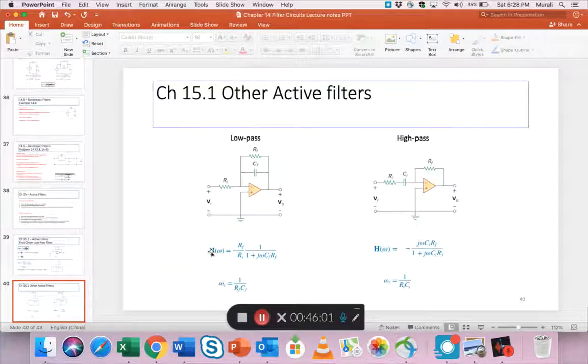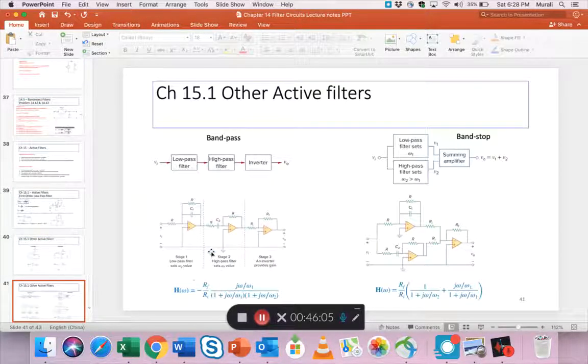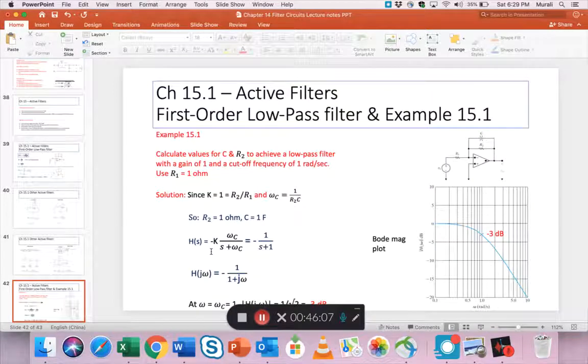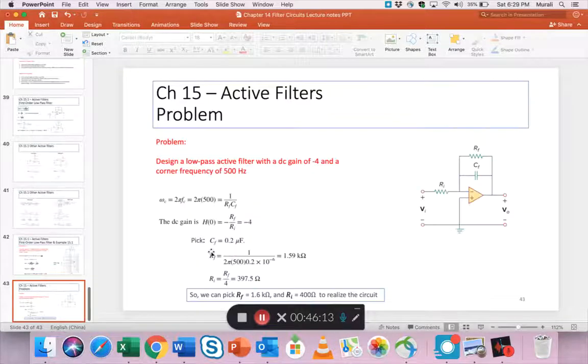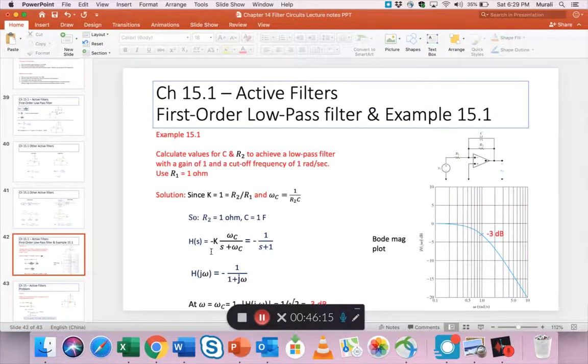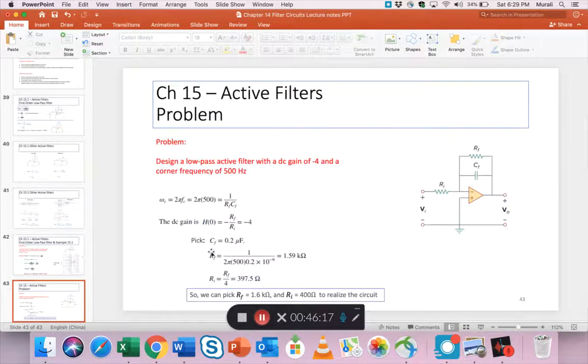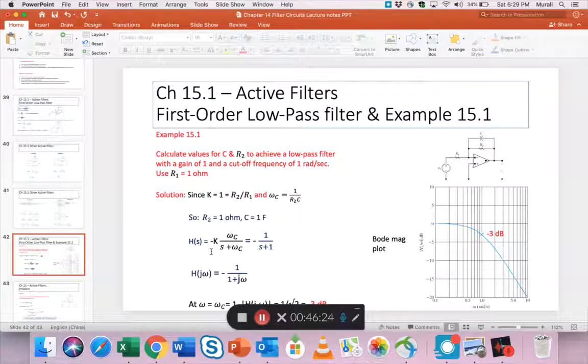And I showed you these formulas. I think we quickly went through this low pass, high pass, band stop, etc. So all that I've skipped, but I have gone on to example 15.1. I've got one example from the textbook and one problem that I found somewhere else, and that's it. That's the end of the chapter. So let's look at the example 15.1. I thought this was too simple an exercise.